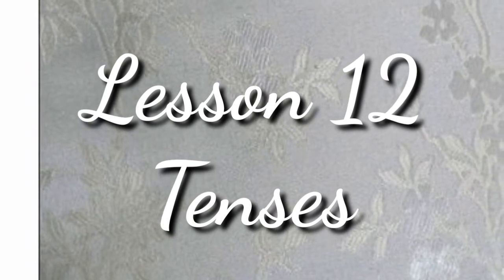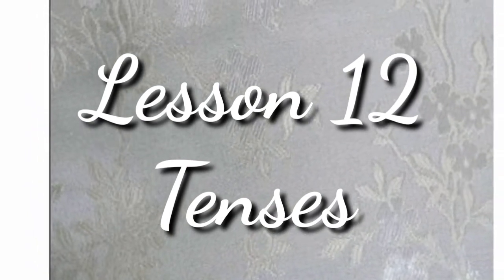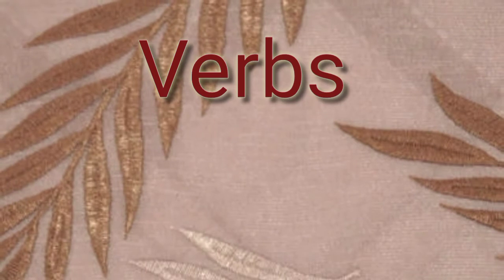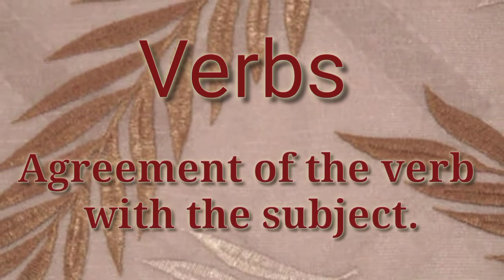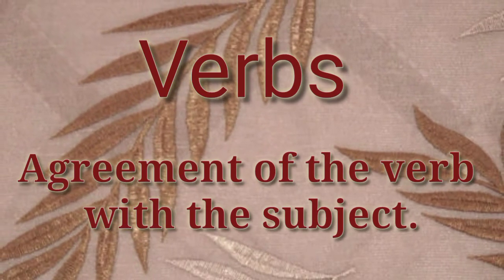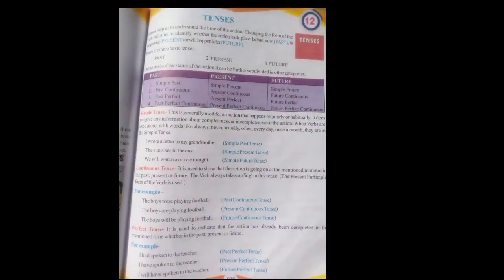In this video, we are going to start with lesson number 12, tenses. In the previous lessons, you have learnt about verb and agreement of verb with the subject, and in these two lessons, you have learnt so many things about the term verb. Now, in this 12th lesson, tenses, we will see how the term tenses are related with the verbs. Yes, verbs and tenses are connected or related with each other.